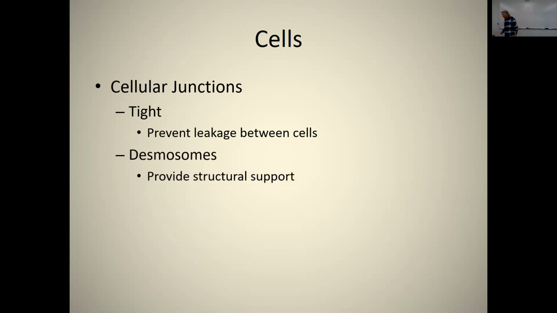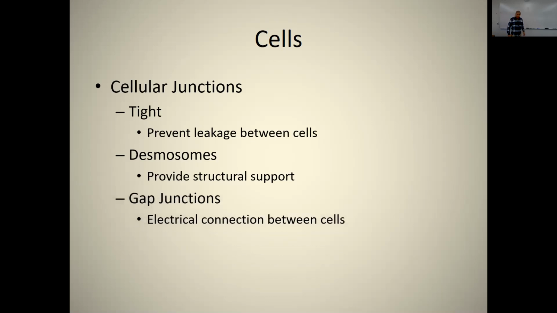Then there are desmosomes, which provide structural support. These are like spot welds. I like to think of them as spot welding, where they hold two cells together that are being moved, like in your heart muscle. Actually, the intercalated discs between heart muscle cells are a good example of desmosomes, because remember, these cells are contracting and moving, and you don't want them to tear apart. So they have to be held tightly together, and desmosomes do that.